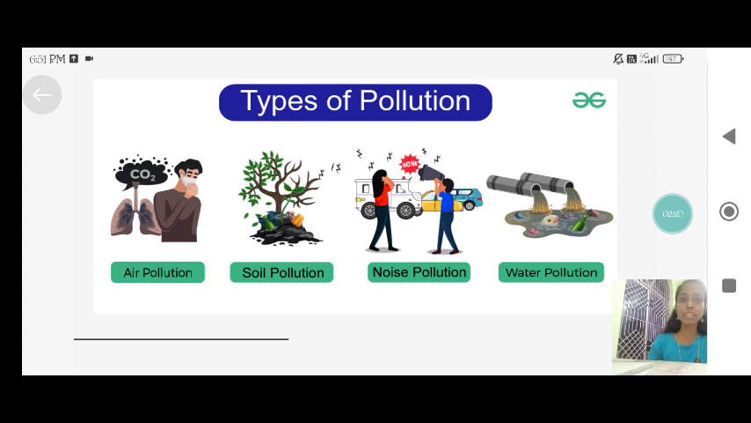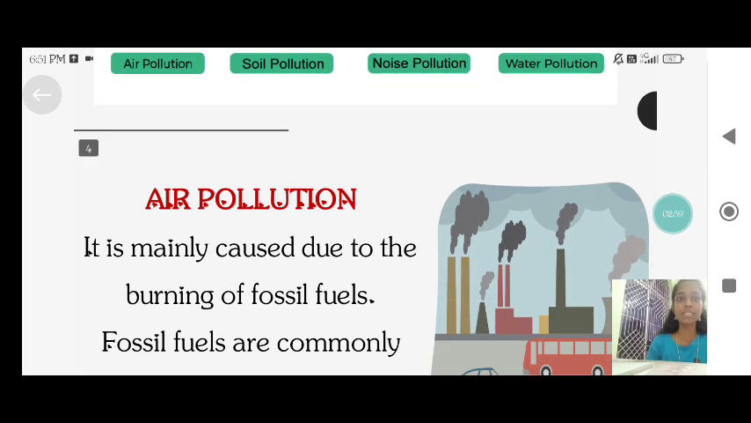From this figure itself you can clearly say what air pollution is. Air pollution is the emission of harmful gases. What is soil pollution? That is hazardous wastes. Then what is noise pollution? That is excessive, harmful levels of noise. Then what is water pollution? That is contamination of water bodies. So from this figure you can clearly define air pollution, soil pollution, noise pollution and water pollution. So first we shall discuss air pollution.